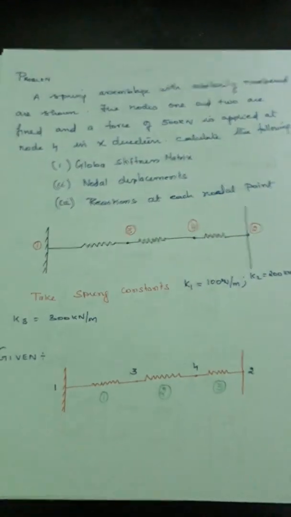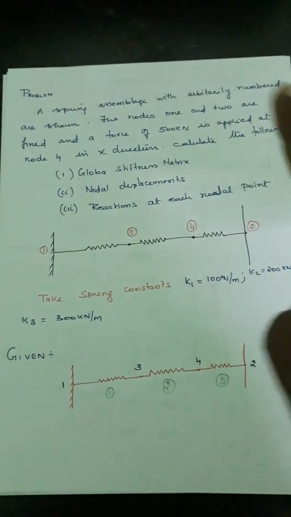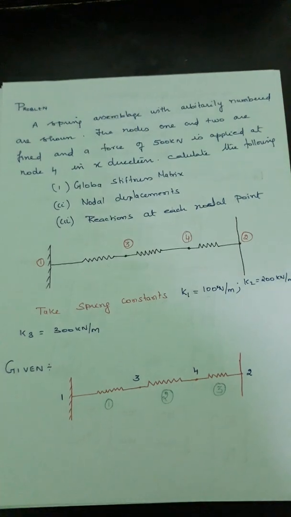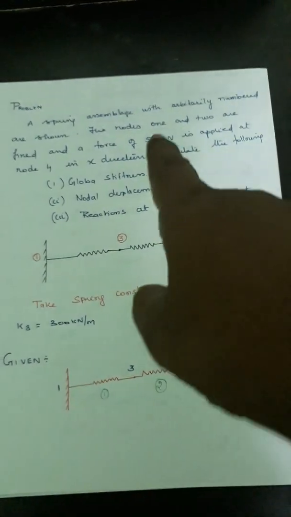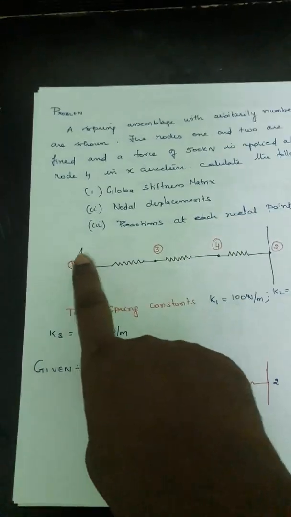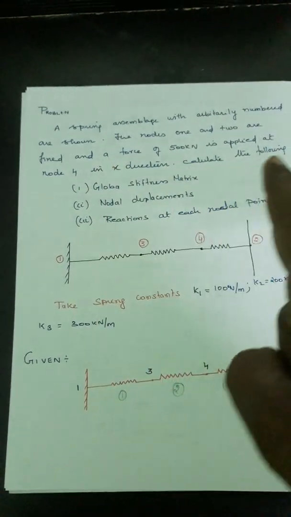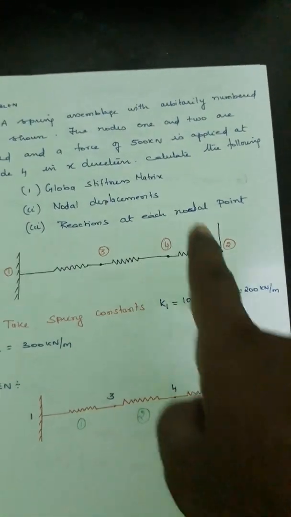There is a spring assemblage. The springs are assembled and arbitrarily numbered. Arbitrarily numbered means there is no hard and fast rule for that. Nodes 1 and 2 are fixed, and a force of 500 Newton is applied at node 4.